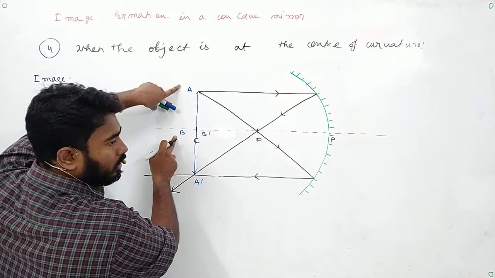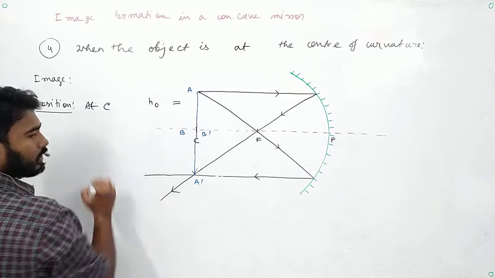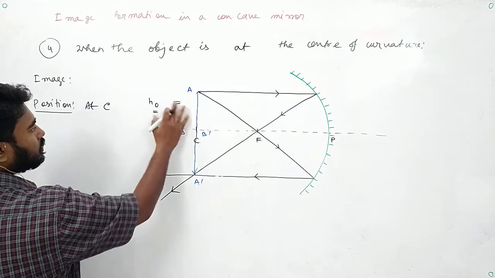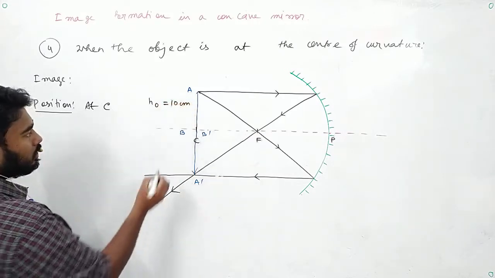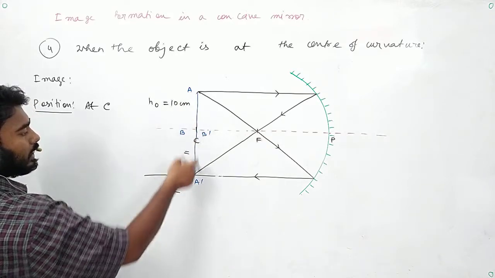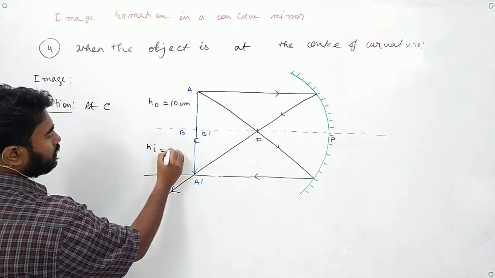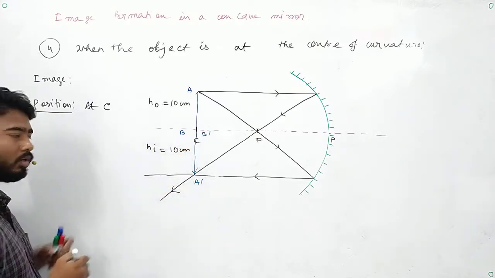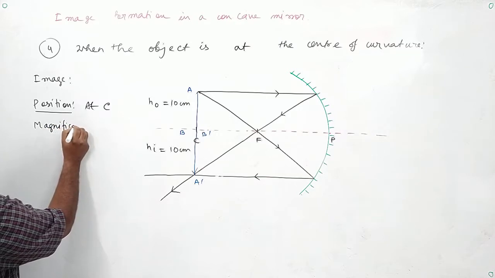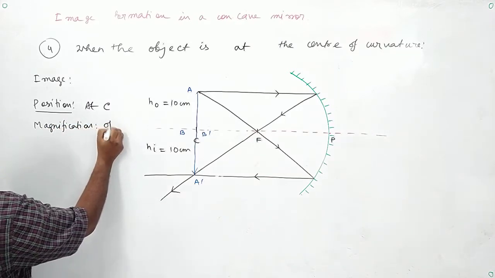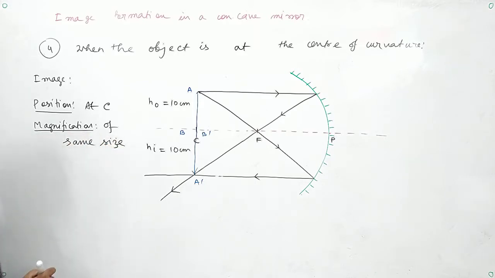Now this is the size of the object AB. Suppose AB, that is height of the object, HO, equals 10 centimeter. See, if this is the height of the image, that is A dash B dash, the height of the image will be the same, that is 10 centimeter. So remember, magnification will be of the same size.